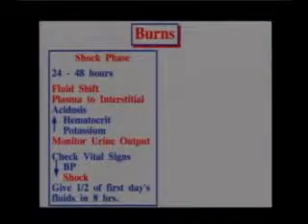During this shock phase, as it's sometimes called, one of the most important nursing things is to monitor urine output and then monitor the vital signs. Urine output will be hourly, so they'll be catheterized and have an indwelling urinary catheter, and we'll be measuring hourly urine output, monitoring vital signs because they are at great risk for shock.